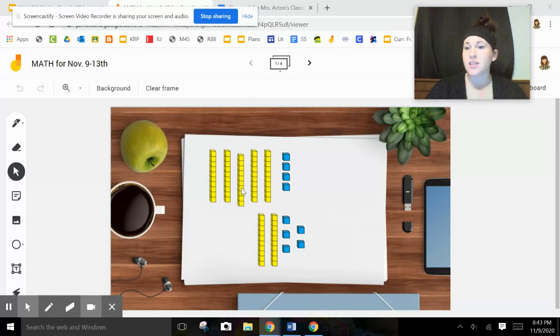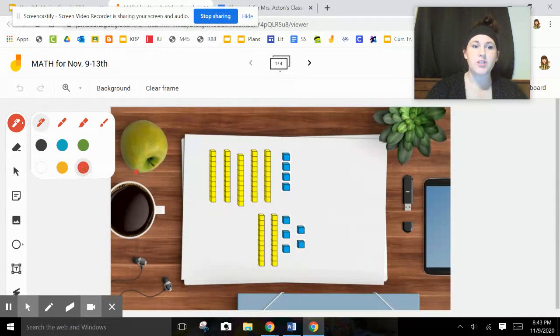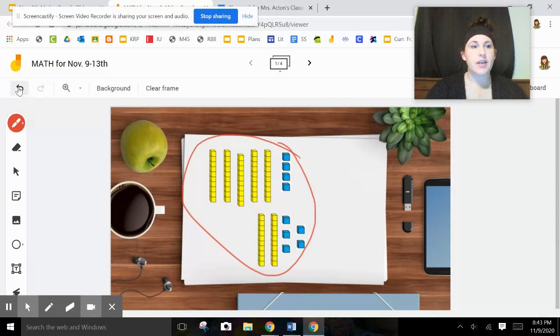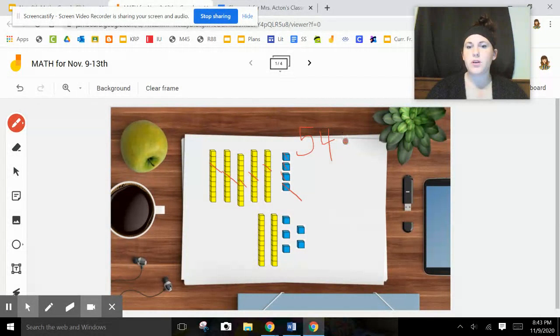So this is what we were seeing yesterday. So Miss Acton was showing you guys equations like this, where you'd have to add this entire number together. And some of you guys were able to show that this number is 10, 20, 30, 40, 50, 51, 52, 53, 54. So the equation would be 54 plus 1, 2, 2 tens, 1, 2, 3, 4, 5, 5 ones. So this equation would be 54 plus 25.